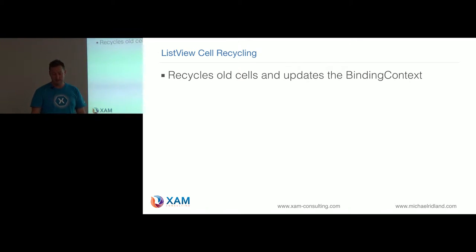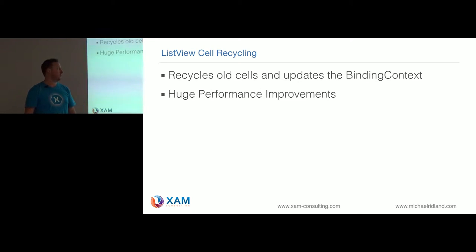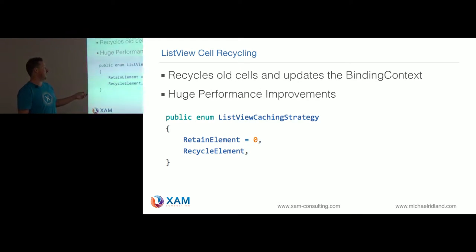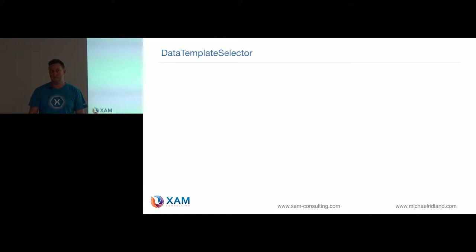List view cell recycling. So basically, when you have a list view, previously, every time you had a new cell, it would create a new cell and it would render that whole cell and put that into your list. If you enable list view cell recycling, it'll take your existing cells and it will recycle them when they're not used. It'll just update the binding context. So that gives a huge performance improvement. Retain element is enabled by default, so you actually need to go in and enable the recycling. Do they have plans to make that default? Maybe, yeah.